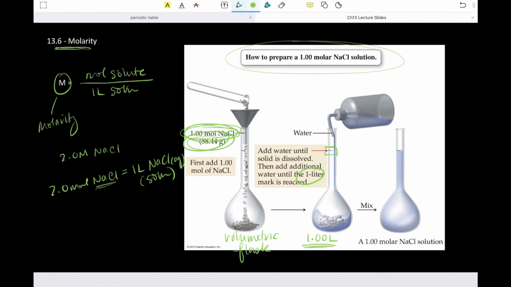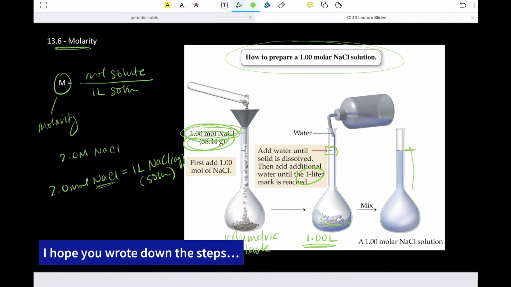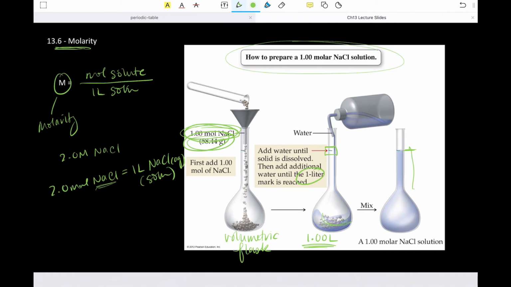Okay, so anyway, we would add our solid, then we would add water. And after we add the water, we would swirl until our stuff starts to dissolve. And once it's dissolved, then we would top it off to that mark, yes? So those are the steps that we would do. Measure out your solid and add it, add some water, swirl to dissolve, then top it off to the graduation, right? All right, so then let's do a few practice problems together.